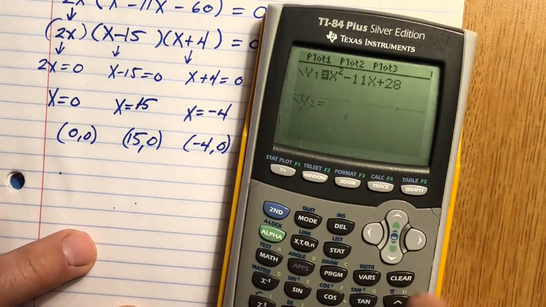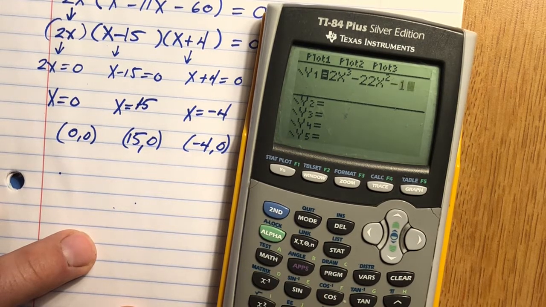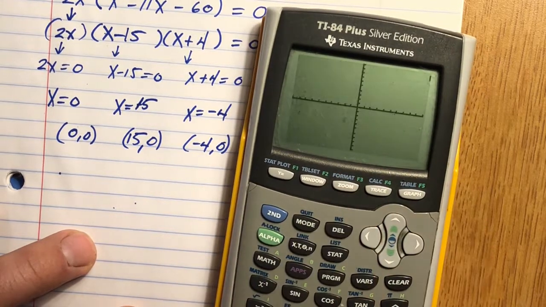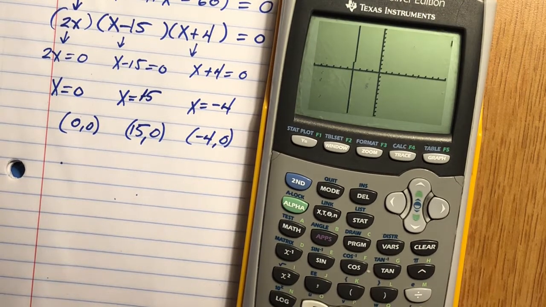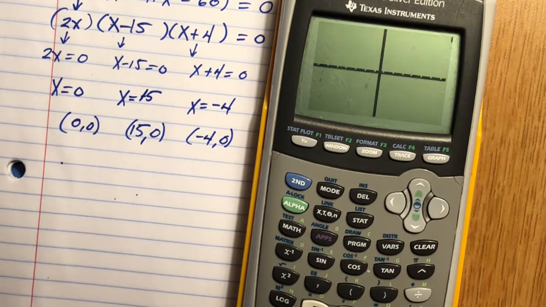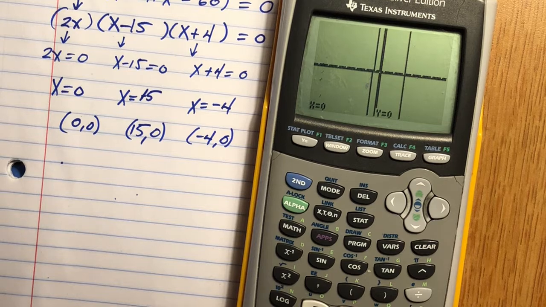Now watch. We haven't done a lot with cubics yet, but 2x cubed minus 22x squared minus 120x. I'm going to go to my graph first. Okay, so it looks weird. It's because I need to zoom out. So let's zoom out and see if that looks better. Sort of, but let me go to my window.